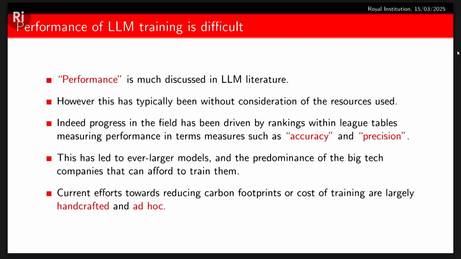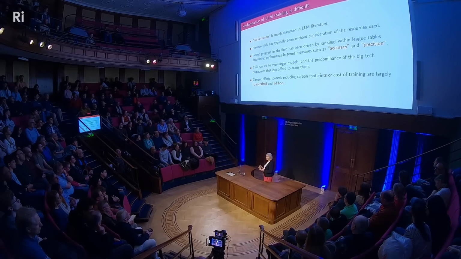They judge them by accuracy or precision, or sometimes there are standard question answering tests, and they keep these league tables. And this has led to these ever larger models, because you can put as much resource in as you like, and you're considered better if you've done better without considering the cost. And this is leading to a lot of consumption, and in recent years, concern about the resource consumption. So we're starting to see efforts to reduce it, but at the moment it's very handcrafted and rather ad hoc.